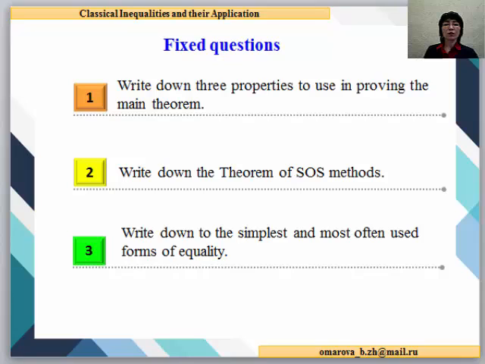Now let's look at the following questions. Write down the answers to these questions in your notebook.